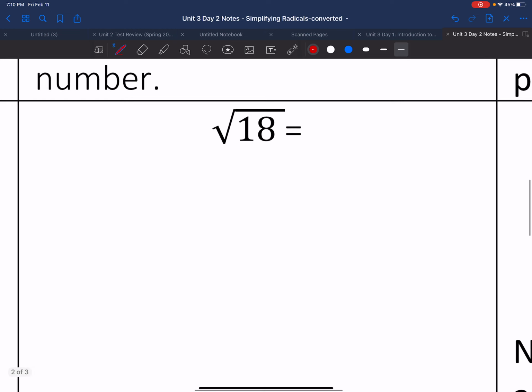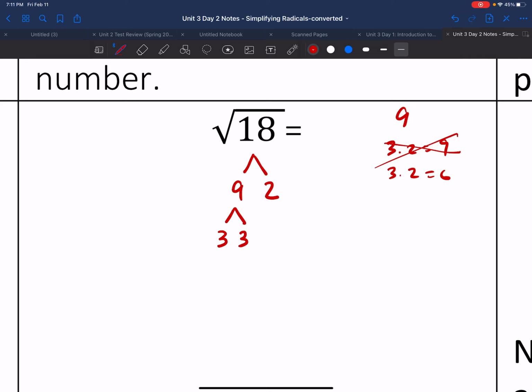The square root of 18, we know for sure that is not a prime number, so you can break that down. So two numbers that multiply together to give me 18: 9 and 2. Is 2 a prime number? Yes. Is 9 a prime number? No. You can do 3 times 3. A lot of you, I don't know why, a lot of you think 3 times 2 is 9, which is not true. 3 times 2 is 6, so that's wrong. Don't make that mistake, please.